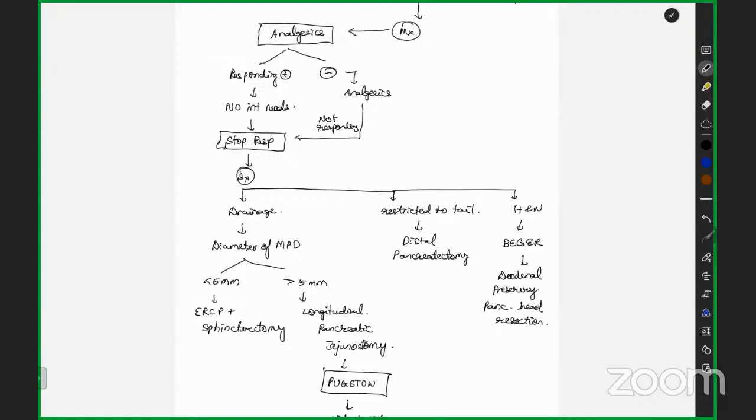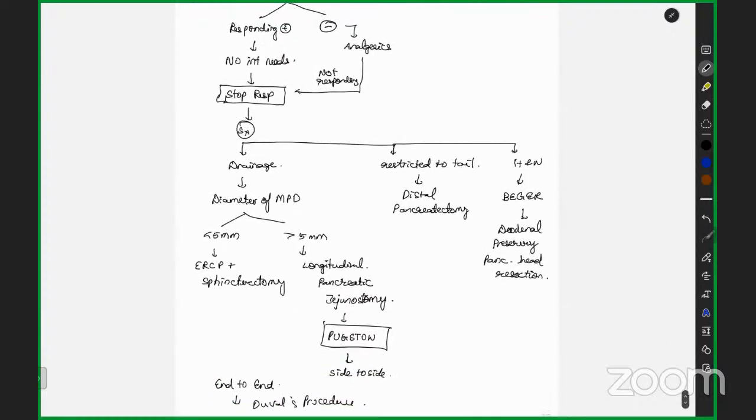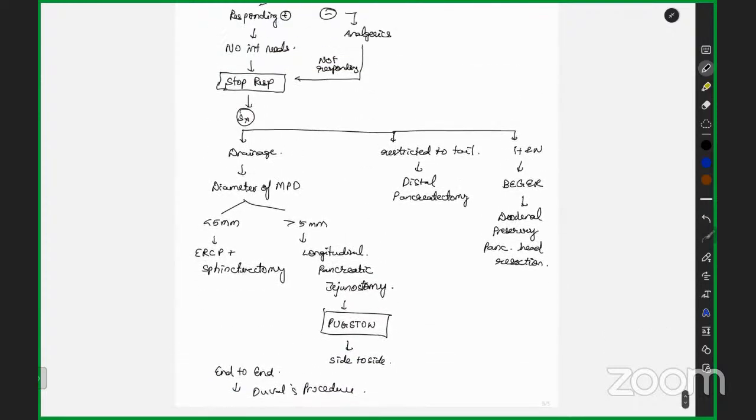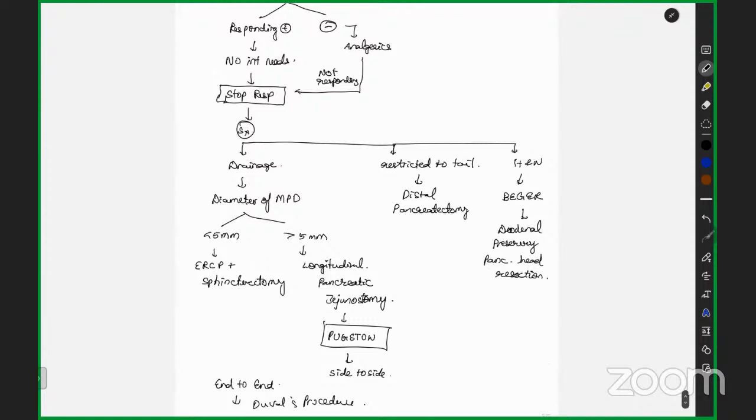So what is the drainage? I'm going to see the diameter of the main pancreatic duct. If it is less than 5 millimeter, I perform ERCP with sphincterotomy. If it is more than 5 millimeter, longitudinal pancreatic jejunostomy, that is called Puestow, side to side anastomosis. End-to-end anastomosis, I call it Duval's procedure.